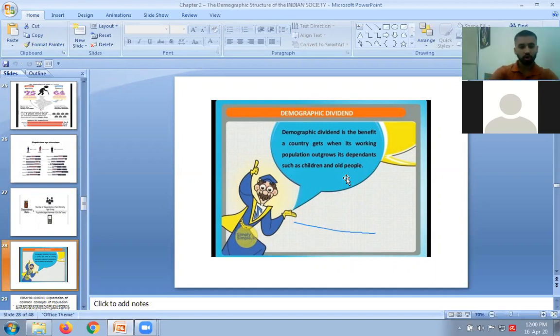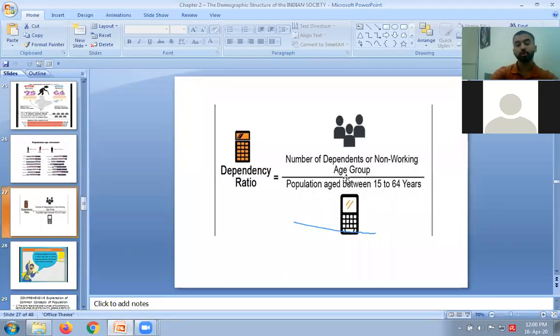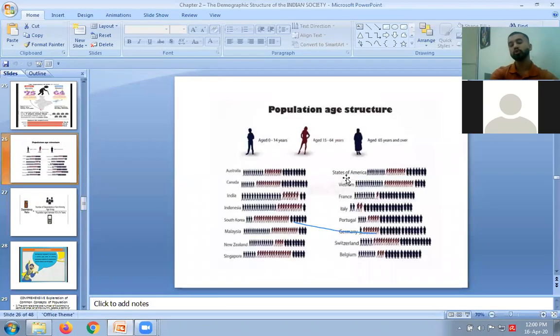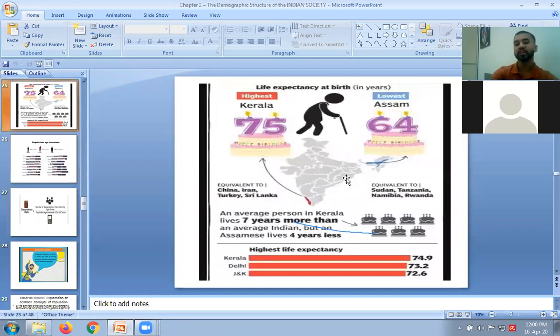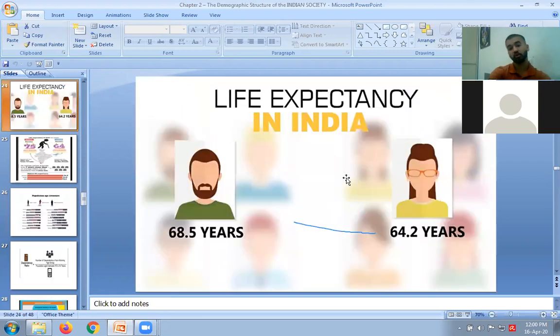So I'm sure now you have understood many concepts like demographic dividend. Then I'm sure you have understood dependency ratio. Then I'm sure you have understood population age structure. Now I'm sure you have understood life expectancy. And I've also provided you some recent data, and obviously of different states. And as far as our whole India is concerned, I've provided you that as well.